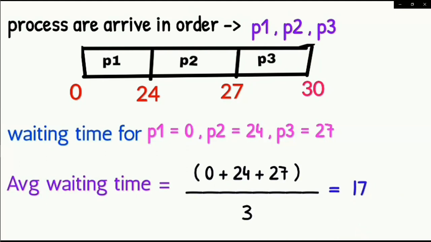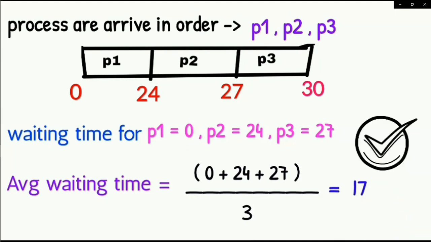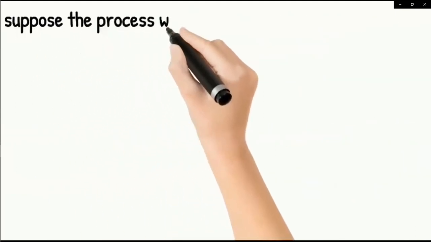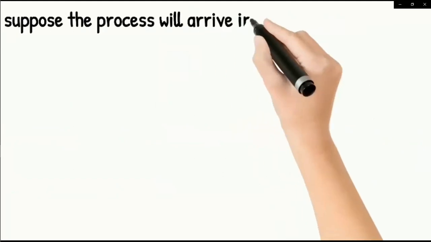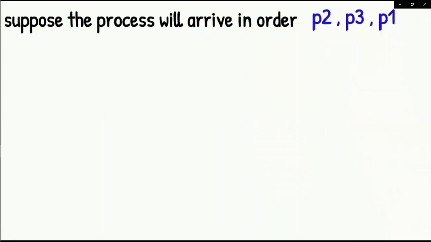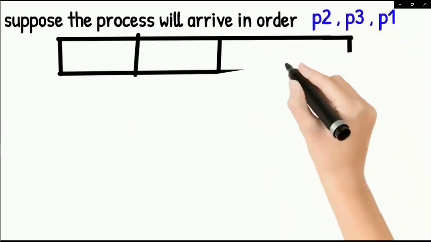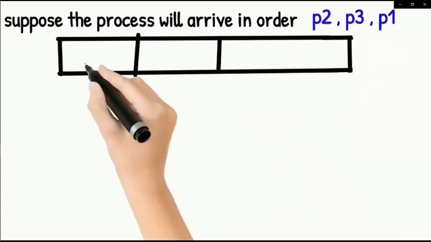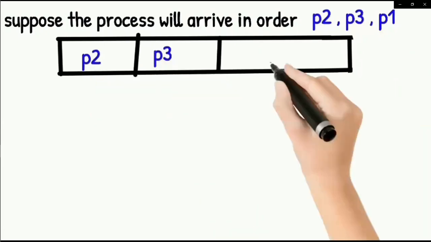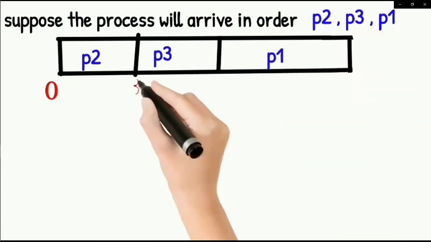In this case, I am taking the order P1 and then P2 and then P3. Suppose the processes arrive in order P2 and then P3 and then P1. So how are these processes going to be occupied? Here we are taking P2 as the first process and then P3 and then P1. So starting from P2, the burst time of P2 is 3. So 0 to 3.